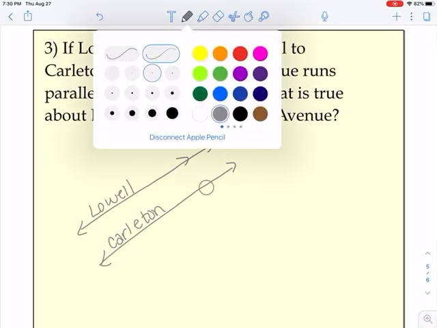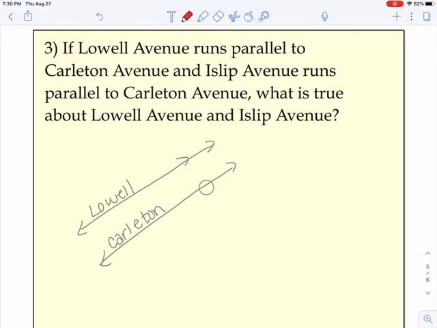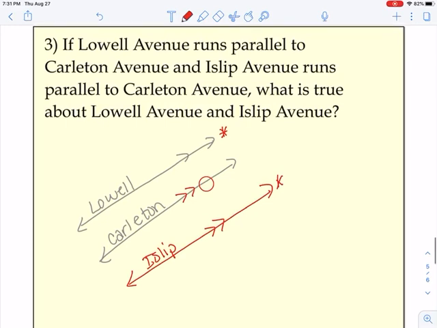And then we have another one. Then Islip Avenue is going to run parallel to Carlton Avenue. So that means these two are parallel. Then what's true about Lowell Avenue and Islip Avenue? So what's true about this top one and this bottom one? Again, they're both parallel to the same line, which means that they're going to be parallel to each other. So they are parallel.